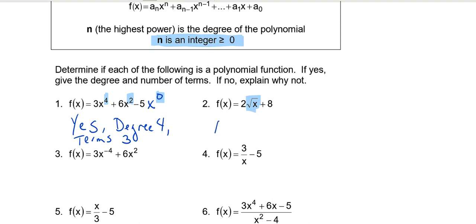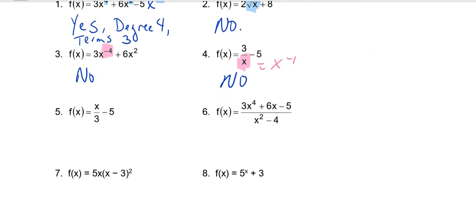All right, that one, square root of x. No, because we cannot write it with an exponent greater than or equal to 0. A square root is a fractional value, so it's x raised to the 1/2 power. So no. Alright, what about this one? Well, we have a part that is a negative 4. Negative 4 is not greater than or equal to 0, so no. Alright, now over here, here's another one. x can be written as x raised to the negative 1 power, so no. Absolutely no. Not a polynomial function, because n has to be greater than or equal to 0.